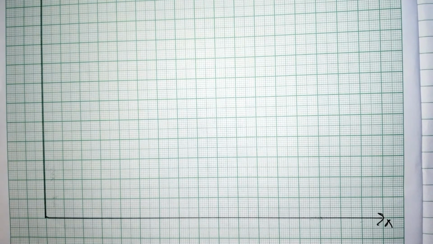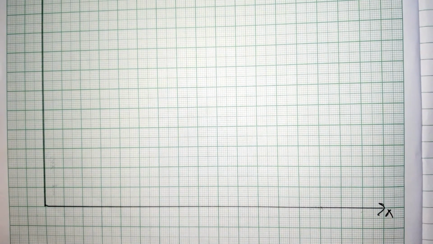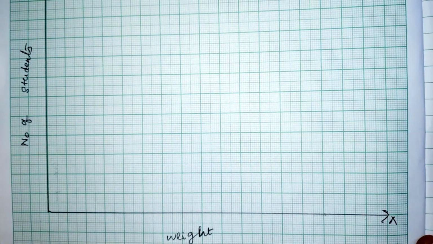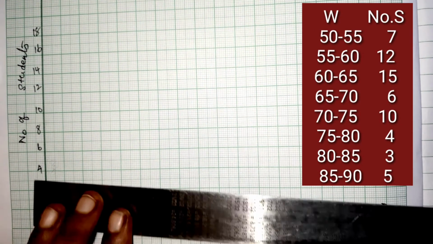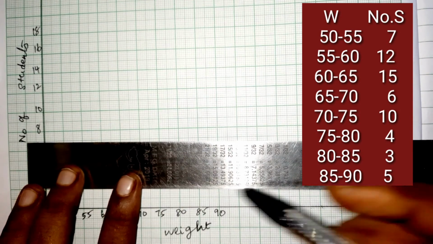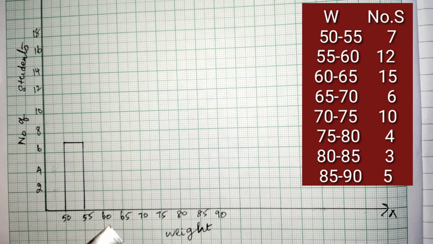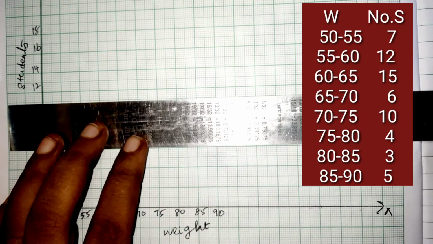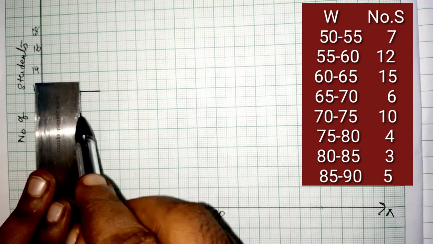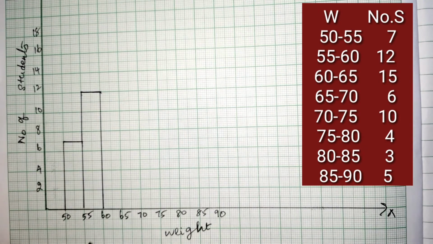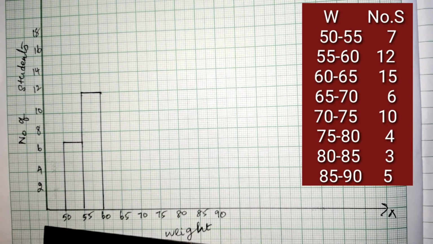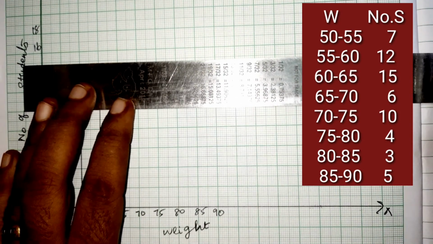Now draw the x-axis and y-axis. X represents weight. Y represents the number of students. From 50 to 55 there are 7 students, so you mark 7 some point here. From 55 to 60 the number of students is 12, so you draw a vertical bar. From 60 to 65 the number of students is 15. 15 is some point here.